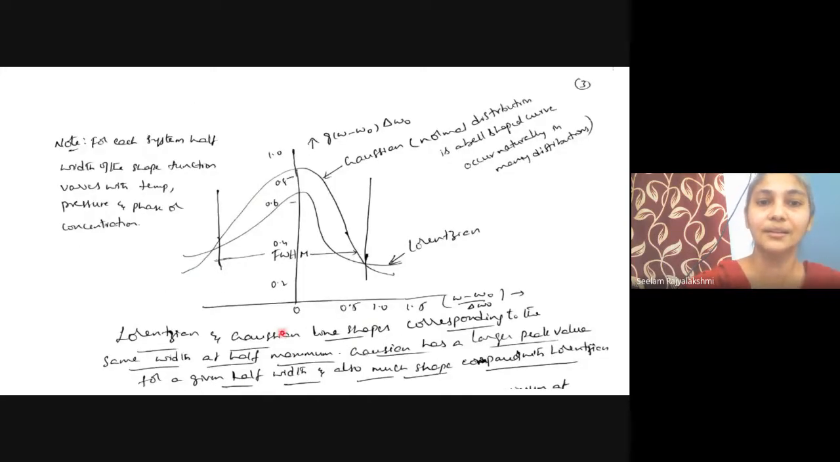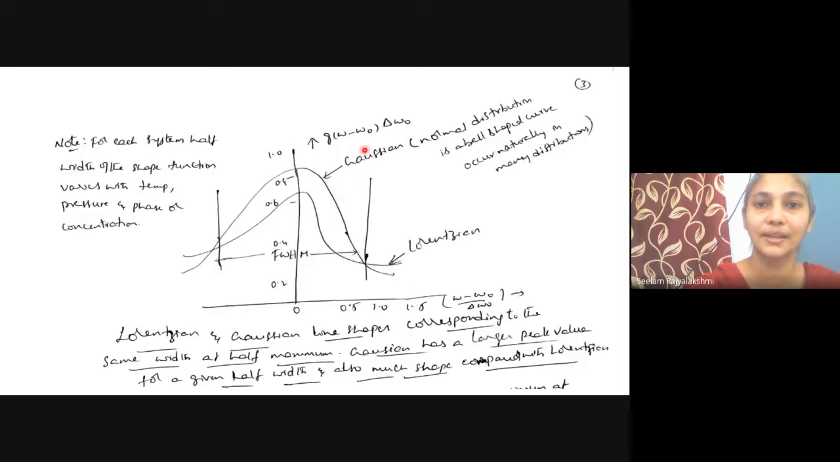Now let us see the Lorentzian and Gaussian line shapes corresponding to the same width at half maximum. Gaussian has a larger peak value for a given half width and is also much sharper compared with the Lorentzian. Here is the graphical or pictorial representation, where we can observe the Gaussian and the Lorentzian line shapes. So these are the two line shapes.